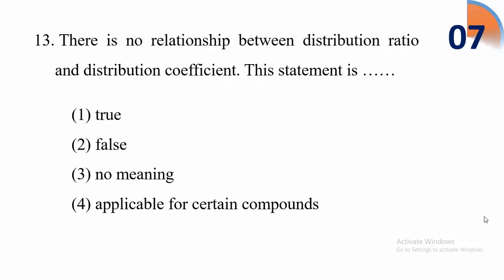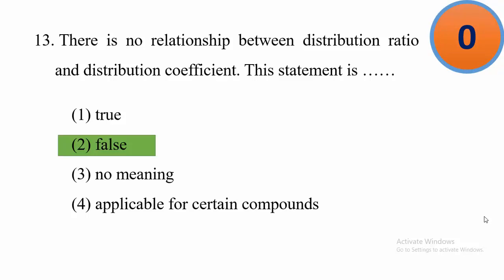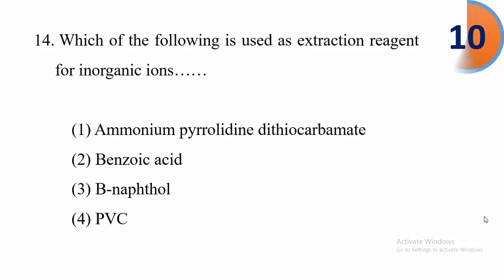One statement is: there is no relationship between distribution ratio and distribution coefficient. Either this statement is true, false, no meaning, or application for certain compounds. This is a false statement, because we know that there is a relation between distribution coefficient and distribution ratio, and this can be defined as D is equal to Kd upon 1 plus K upon H plus ion concentration. So this is the relation, and it is a false statement.